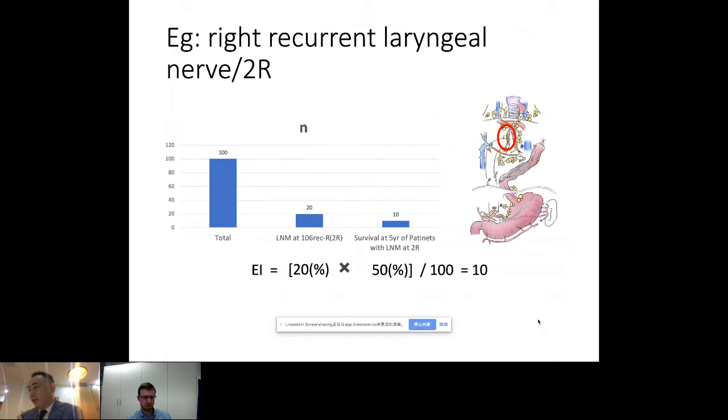The third column is that 10 of the 20 patients with lymph node metastasis at 2R have lived for more than 5 years. That is a 50% 5-year survival rate. Then the EI index for this position 2R is 20 multiplied by 50 and then divided by 100. So it is 10.